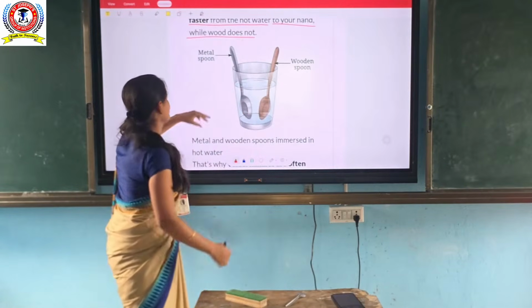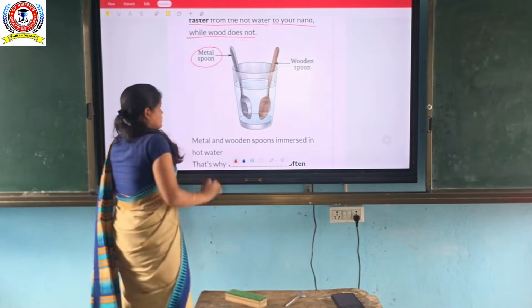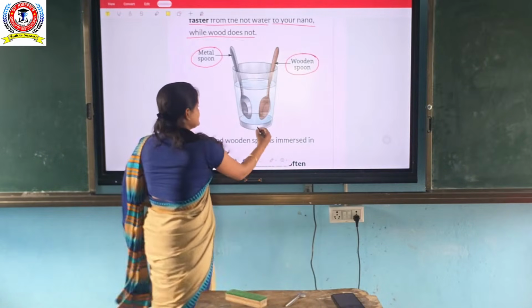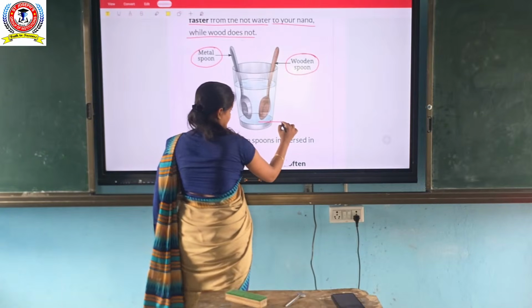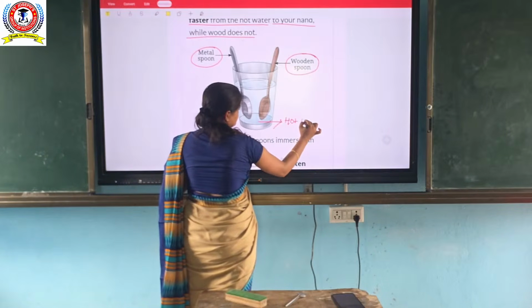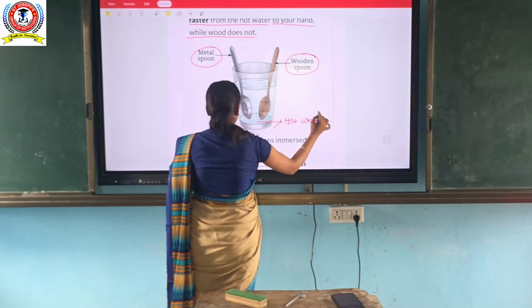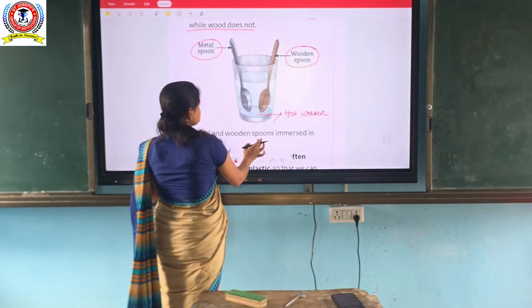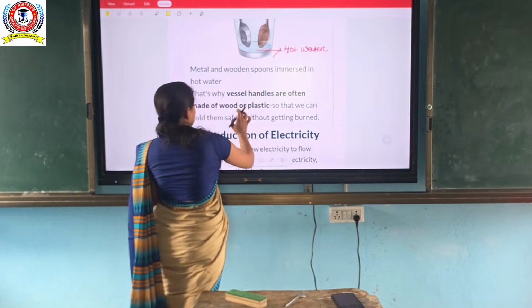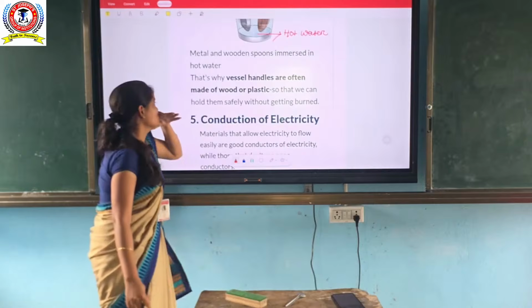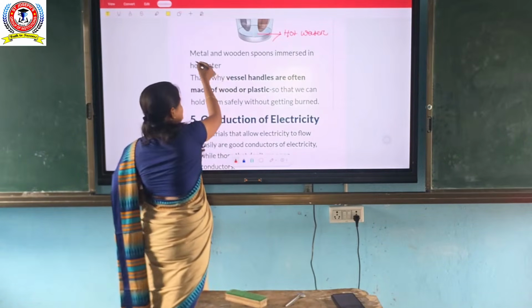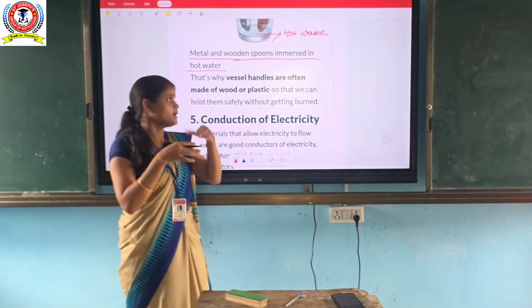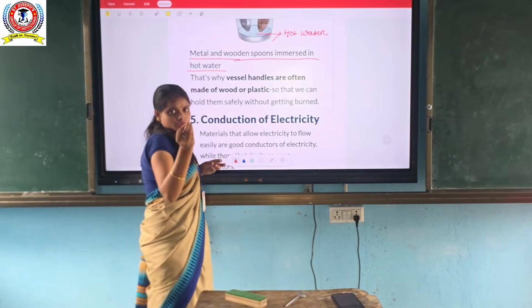Look at the picture. This one is your metal spoon, another one is your wooden spoon, and this is your hot water. Okay. So listen carefully, metal and wood spoons immersed in hot water. If we put them in hot water, just observe what will happen.